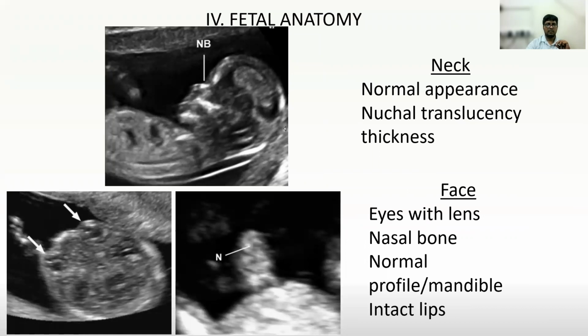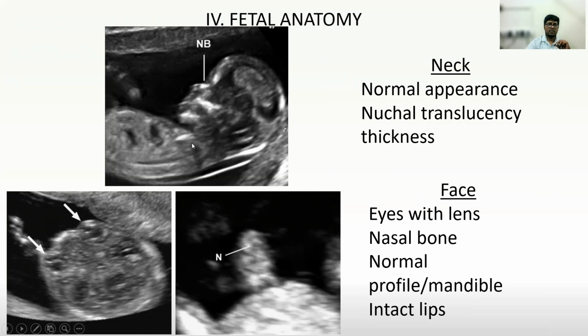In the face, we are supposed to see a few things. We are supposed to see the nasal bone. We have to see the eyes with the lens in between, and the eyes should be of the same size and within the orbits. There should not be any proptosis. If possible, we should also see the fetal face in an en face view, where you can see the lips and the nose. We can identify cleft lip in some of the patients. It's tricky, requires expertise, but we can do it.